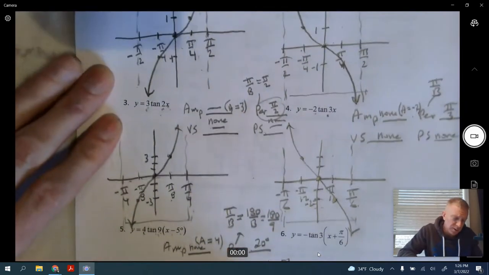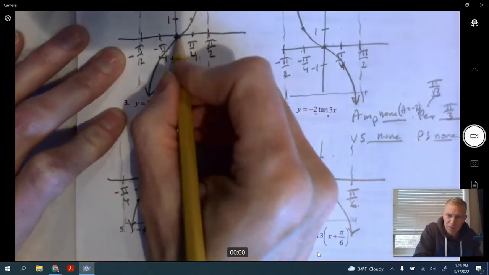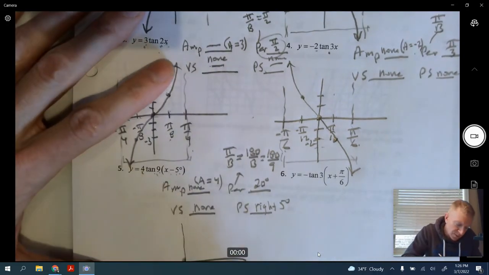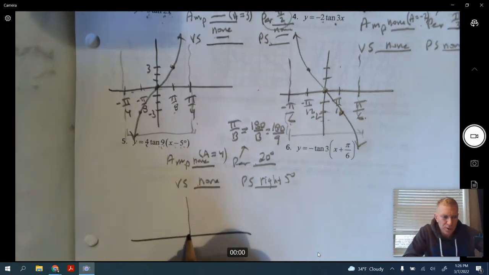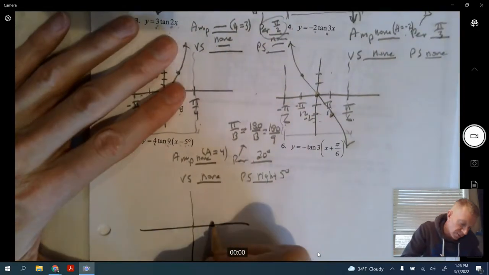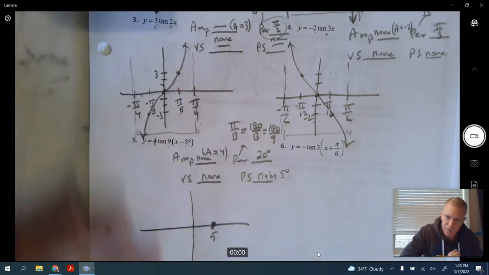Now, normally for all these graphs, we had a point that went through the origin, right? Because that was no horizontal shift. But now we're shifting right 5 degrees. So now instead of that point going through the origin, it goes through 5 degrees. So let's do 5 degrees over here. We've got a point that goes through there.